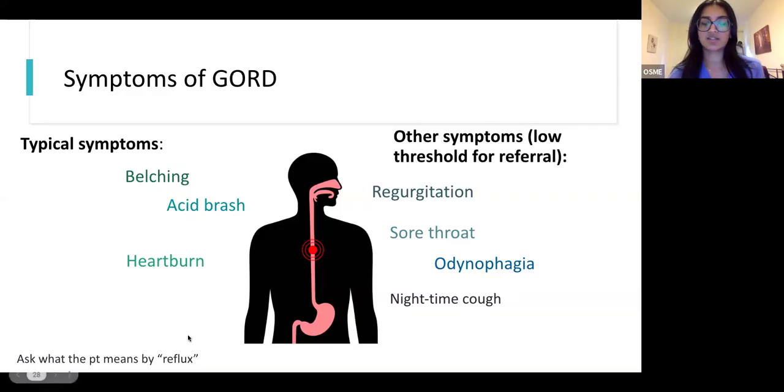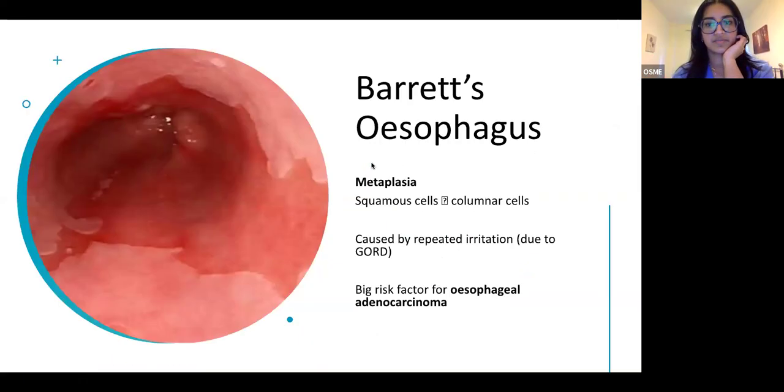And it's really important to clarify what the patient means by reflux as well, because it means different things to different people. And like we said before with dyspepsia, it's such a broad definition. It can mean so many different things. And yeah, just ask the patient what symptoms they're experiencing, as that can help you make a better diagnosis.